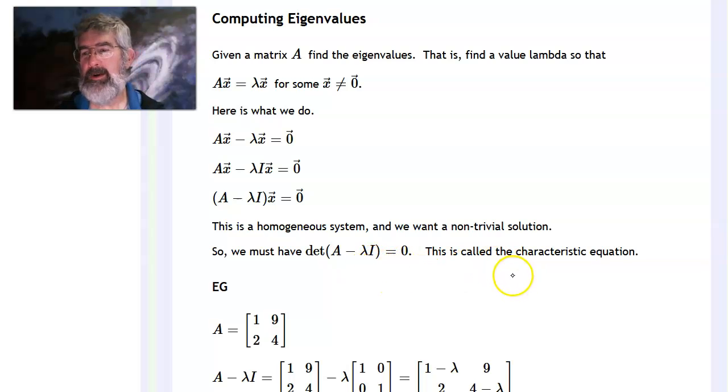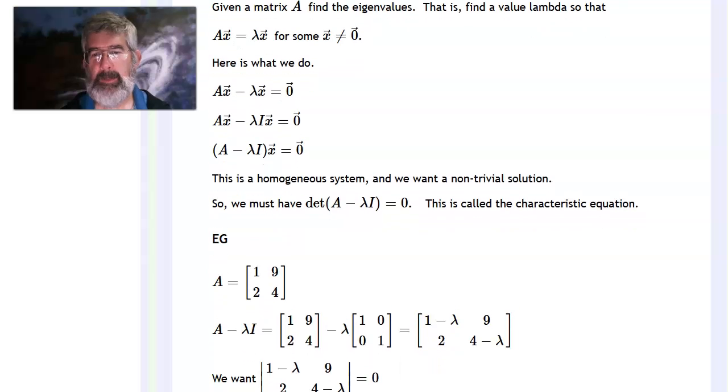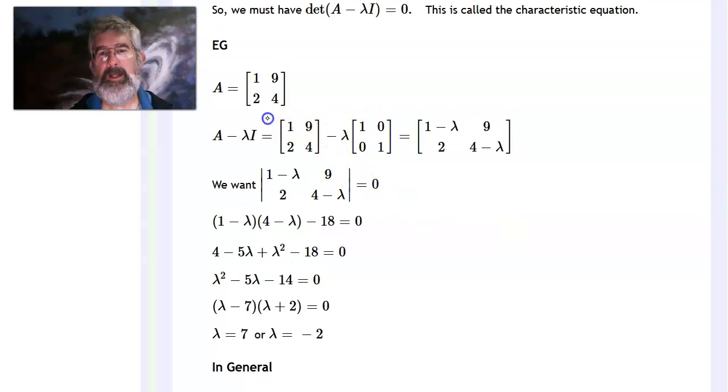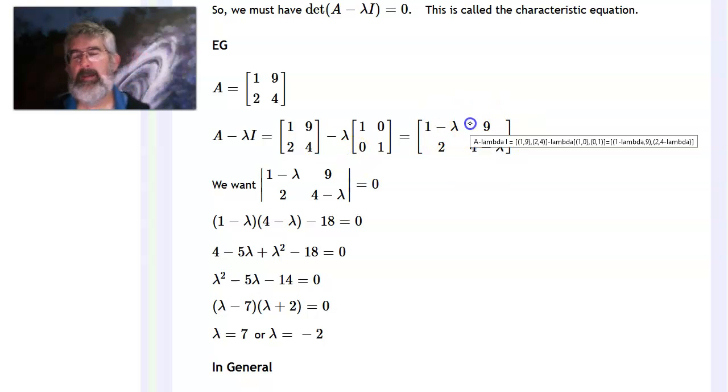This equation is called the characteristic equation, and as it turns out, we'll see it's always a polynomial equation. So here we go, here's an example. My matrix is 2 by 2 here, with rows 1, 9 and 2, 4. So A minus lambda I looks like that matrix minus lambda times the identity. When you multiply lambda times the identity, it's the lambdas on the diagonal. And what happens is you just get the minus lambdas on the diagonal. So I have a 1 minus lambda, a 9 minus 0, a 2 minus 0, and a 4 minus lambda to get that matrix.